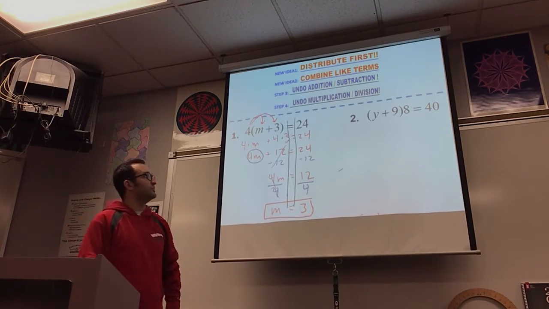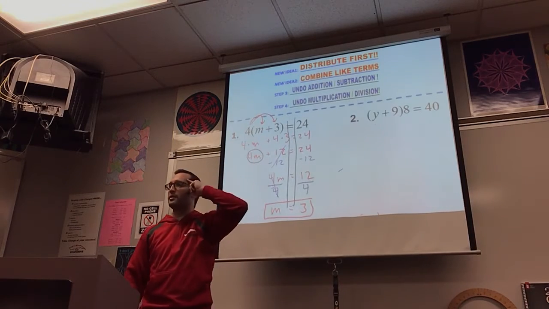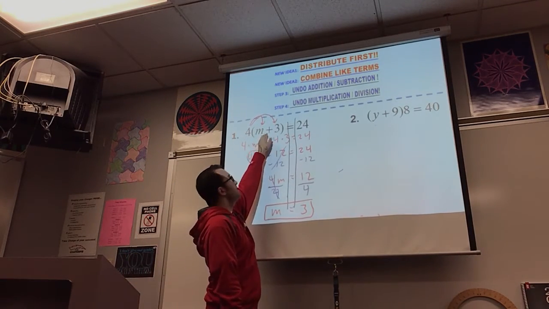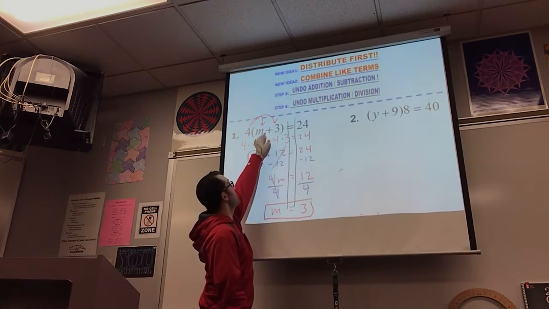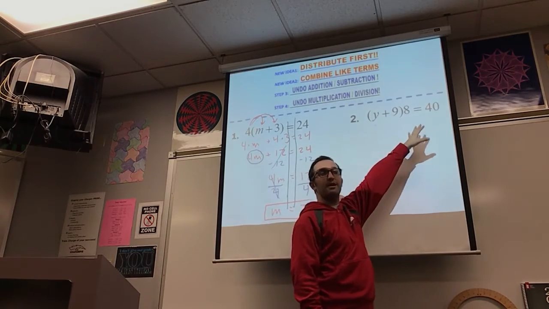Yes. Absolutely. In fact, I bet we could have figured this one out in our head if we had thought about it that way. What does this thing need to be? 6. Because 4 times 6 is 24. So what would m have to be? 3. This one, I bet we're going to have trouble figuring out right away.